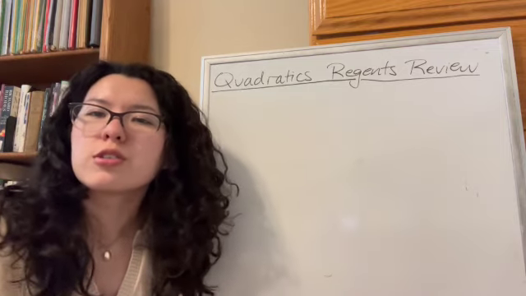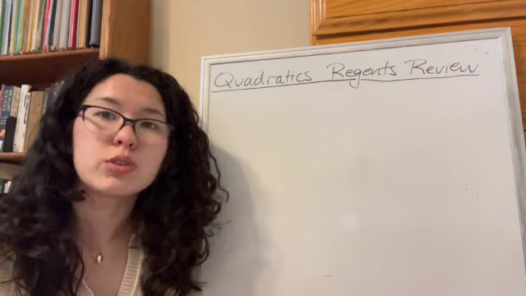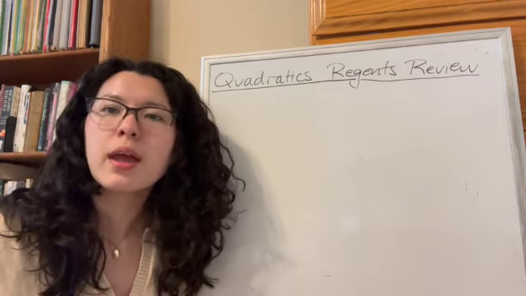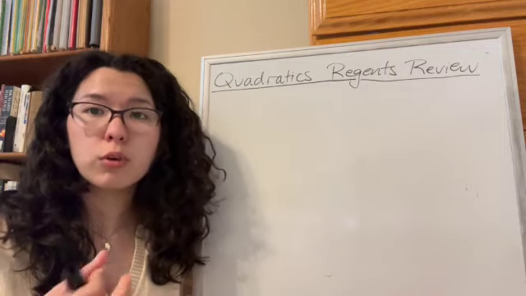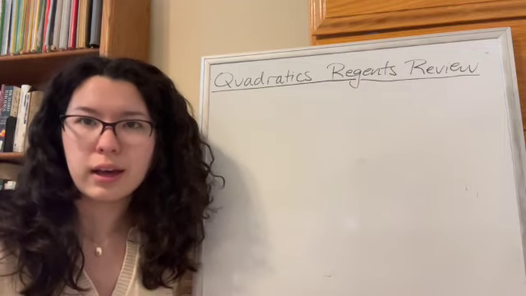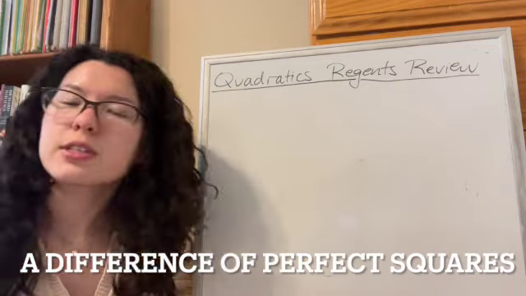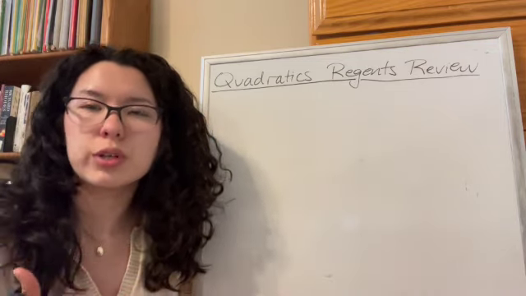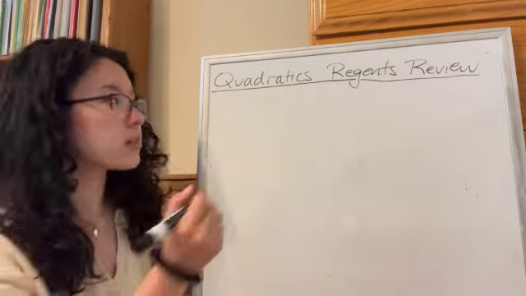The Regents requires two things from you when it comes to quadratics. You have to be able to factor quadratic expressions, and you have to be able to actually solve quadratic equations for values of x. So the first thing I'm going to start with is a binomial, and this is probably the most procedurally straightforward of the quadratics.